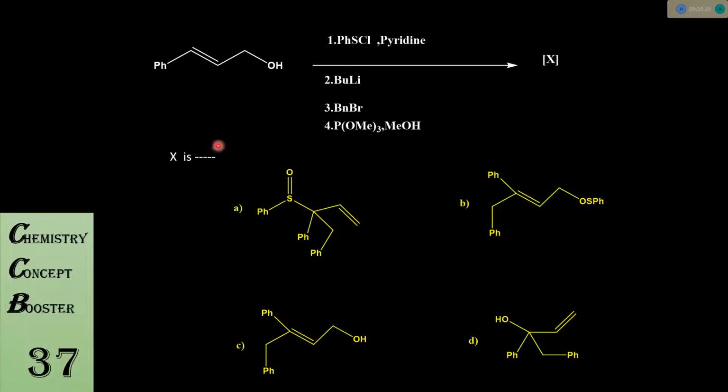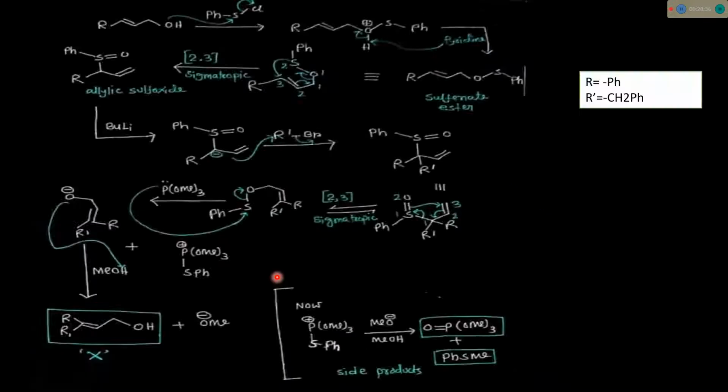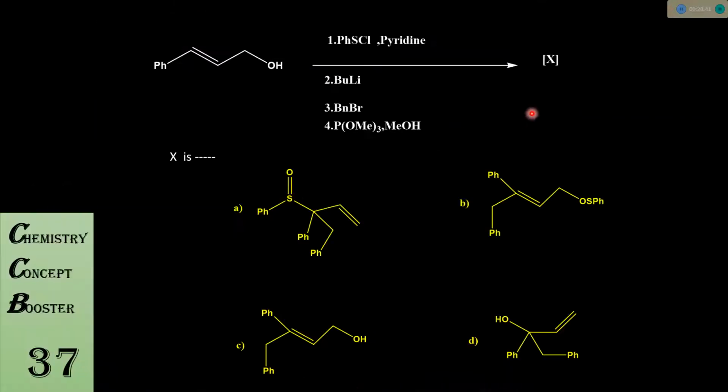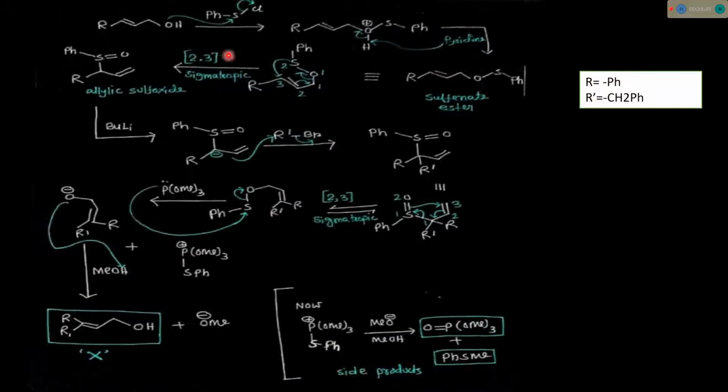So yeah, again an allylic alcohol is given. Now the reagents are different: PhSCl, pyridine, butyl lithium, BnBr meaning benzyl bromide, then phosphide and methanol. These are the options. Again there is no mention of stereochemistry. So let's discuss the reaction mechanism in detail. In the question, Ph is given and BnBr is given. Ph and BnBr means PhCH2Br, benzyl bromide. In the mechanism we just write R and R dash, where R is Ph and R dash is CH2Ph.